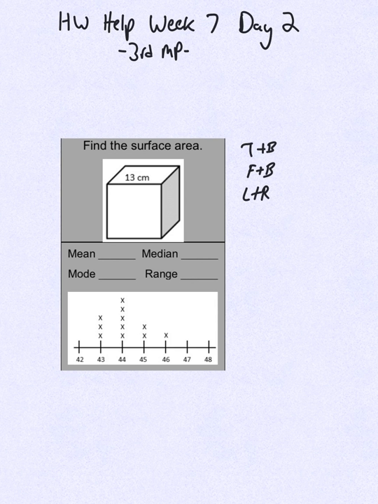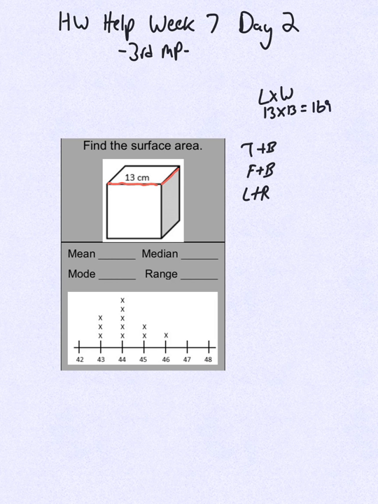So notice they give us one dimension is 13. So that means this dimension is 13. So to find the area of any side, the length times the width is going to be 13 times 13. And if you multiply that on your calculator, it is 169.